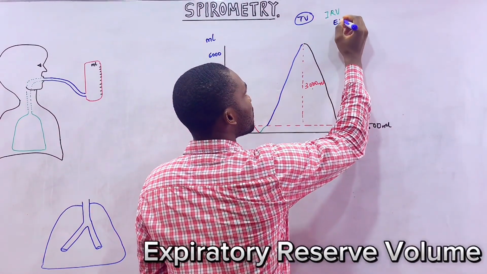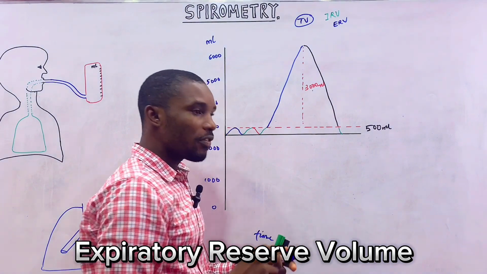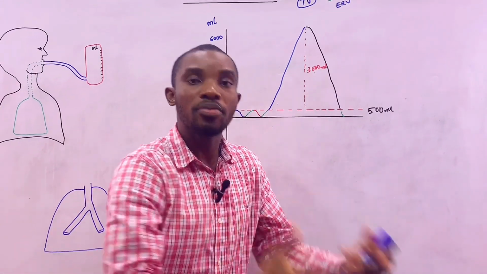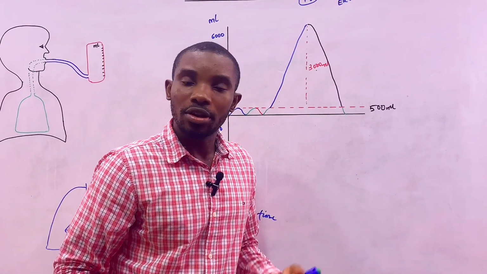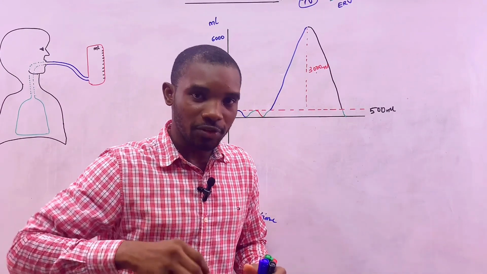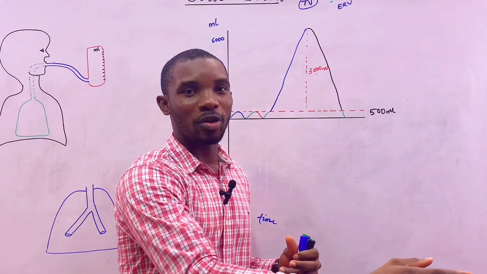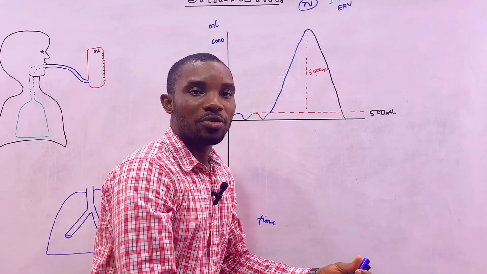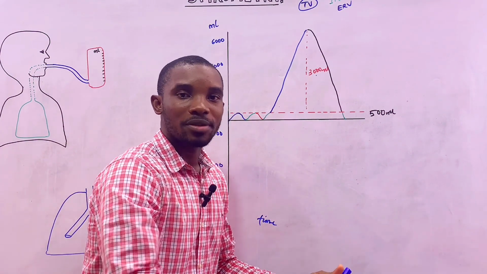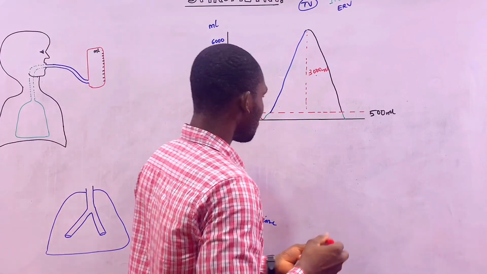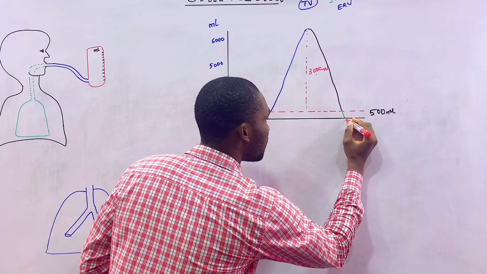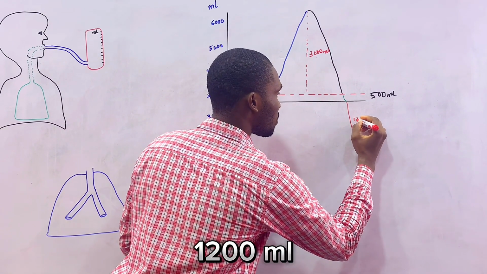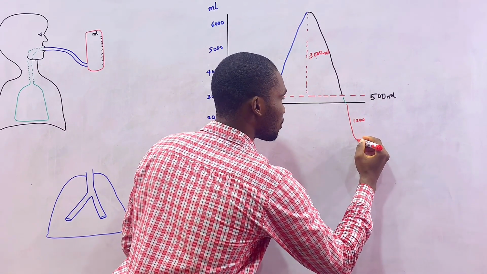The next volume we'll discuss is the expiratory reserve volume. The expiratory reserve volume is the maximum amount of air you can expire, the maximum amount of air you can breathe out after normal expiration. So after you breathe out, you can breathe out further to remove air from your lungs. Actually, you cannot remove all the air, but the maximum you can remove after normal expiration is the expiratory reserve volume. We have it down here. It's about 1,200 mils.